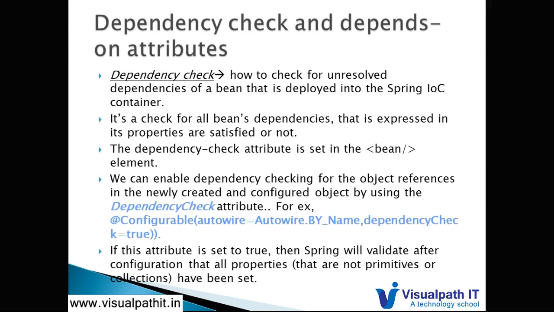So, the dependency check attribute is set in the particular bean element. How can we do this? dependency-check equals true. Where we are doing that is at the @Configurable annotation: autowire = Autowire.BY_NAME, dependencyCheck = true. If this dependency check attribute is set to true, then Spring will validate that configuration for all the properties that are not primitives or collections, and it sets those properties.